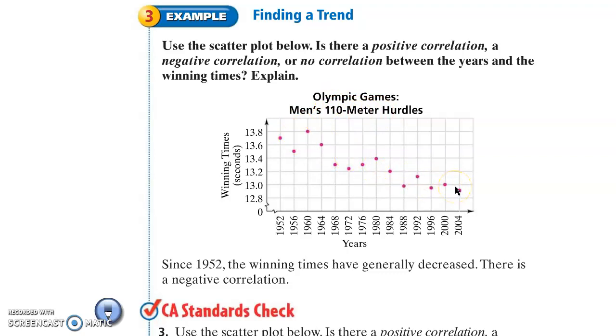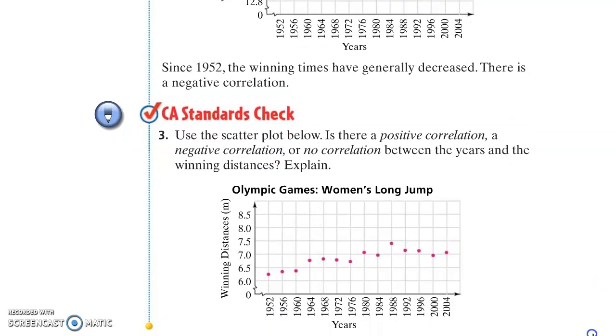People should get more athletic as time goes on. As the years progress, nutrition got better, training regimens got better, people got faster, people got stronger, and these times went down. That does make sense. So this would be a negative correlation. On your homework, you're going to be comparing those things.